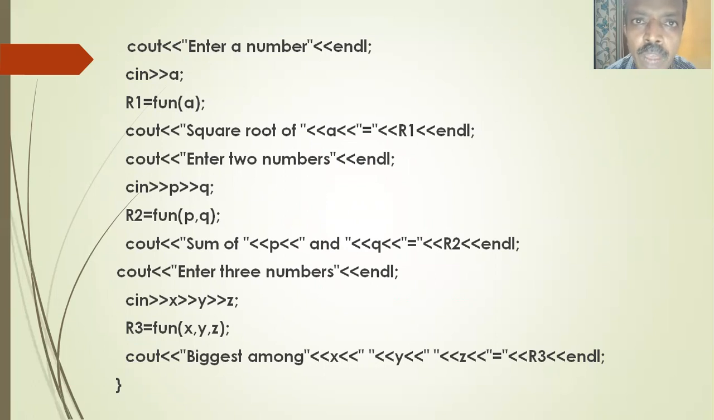In the last case, the arguments are X, Y, Z. So there you have to input three numbers X, Y, Z. So cin >> X >> Y >> Z, and call the function fun with the three arguments X, Y, Z, and the return value is stored in R3.